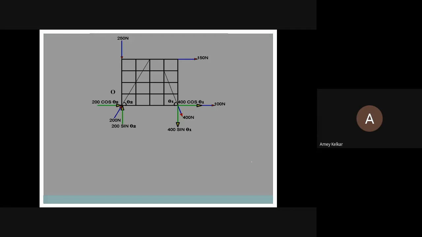Yes, has anyone written the equations, summation Fx, summation Fy? Summation Fx: 150 plus 100 plus 400 cos theta 1 minus 200 cos theta 2. Why is that 200 cos theta 2 minus? The arrowhead of 200 cos theta 2 is also moving towards the right side only, so that is also positive.